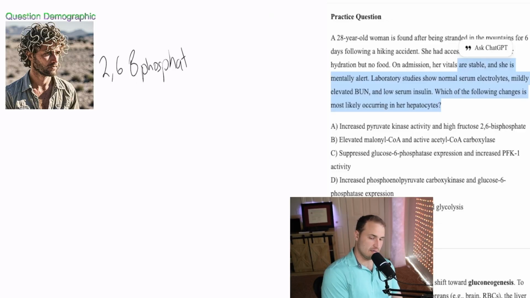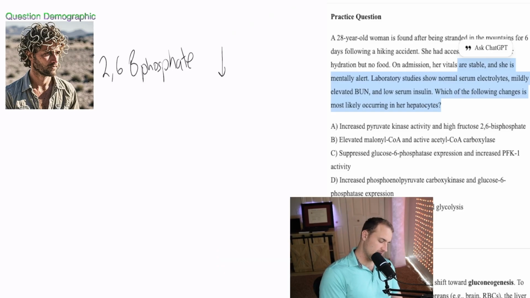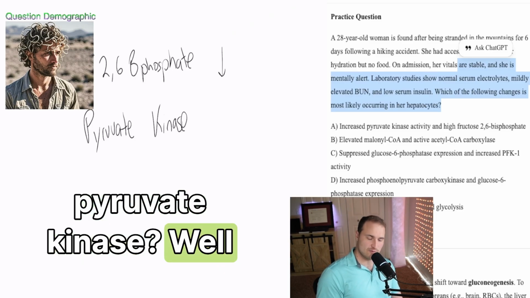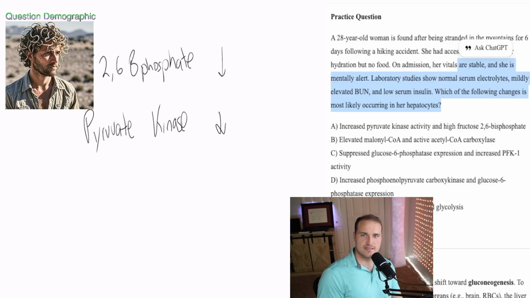Now, you guys are probably looking at this one from your MCAT days and saying, I've seen that before. Well, that is going to be downregulated. That normally activates glycolysis through PFK1. And in starvation, we suppress that, right? So we're going to bring that down. What about pyruvate kinase? Well, that is the last step of glycolysis, and so that's also going to be down. It's suppressed so that the substrates can go into gluconeogenesis instead.